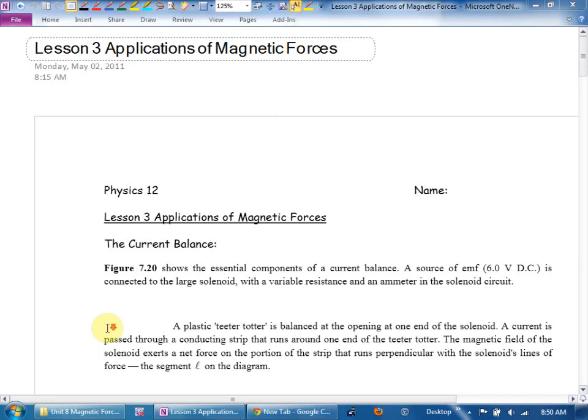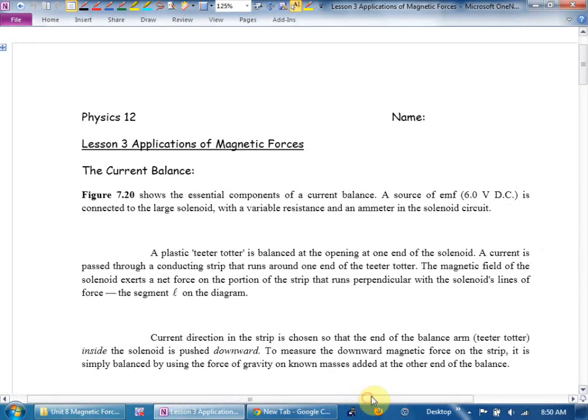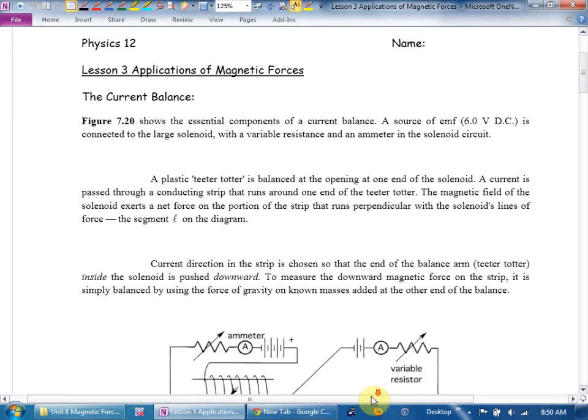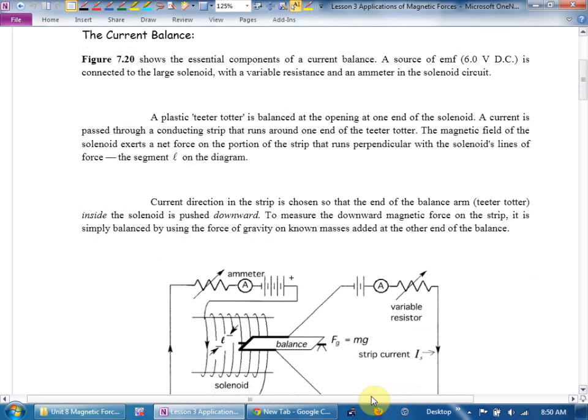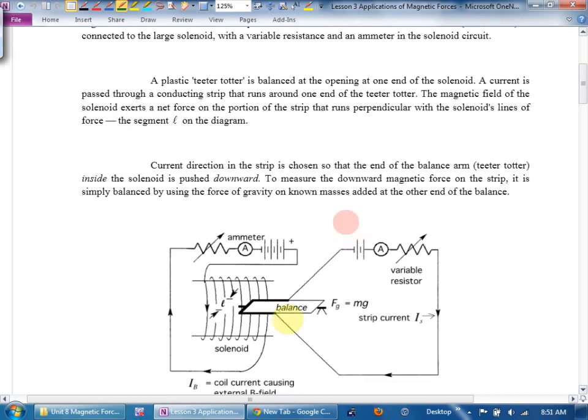One of the first applications is called the current balance. This is a very, very fine and accurate scale that can measure very, very small masses. So figure 7.2 shows the essential components of a current balance. You have some kind of voltage source, battery, plug, some kind of variable resistor. Really, here's what you need to know. So this is the circuit diagram, and then I'll show you a better picture of one on the next page. But a plastic teeter-totter right here is carefully balanced at the opening at one end of the solenoid.